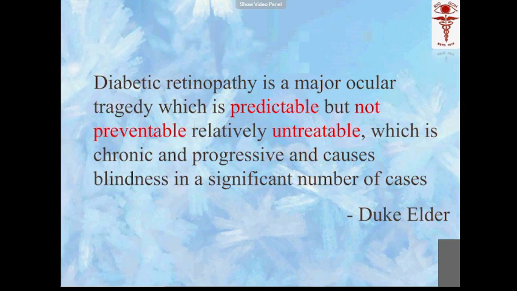So what is diabetic retinopathy? There is a very famous ophthalmologist, Jules Kildare, who has written about 18 volumes of books for ophthalmology. A hundred years back itself, he predicted that diabetic retinopathy is a major ocular tragedy, which is predictable but not preventable, relatively untreatable. This is very, very true. It is relatively untreatable, chronic and progressive if not treated, and causes blindness in a significant number of cases.